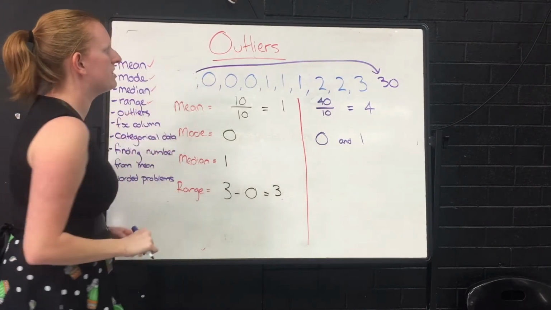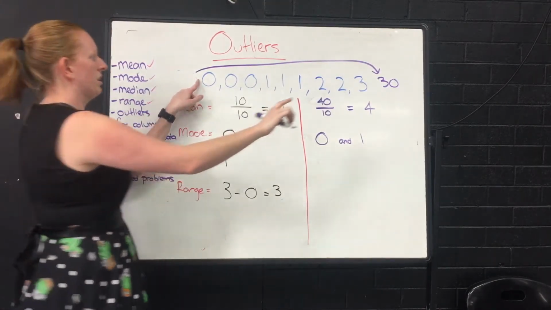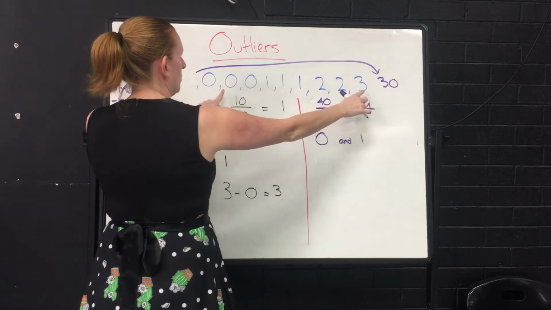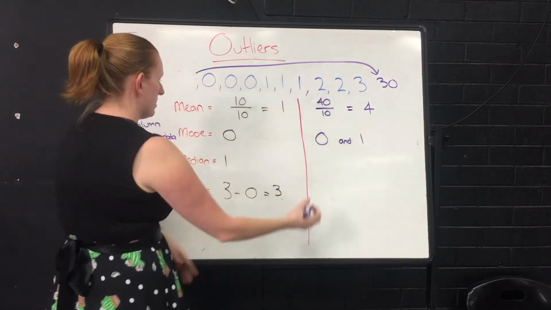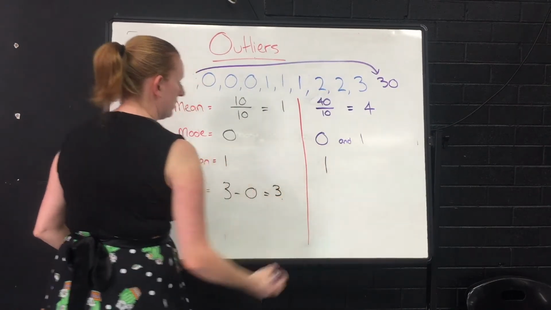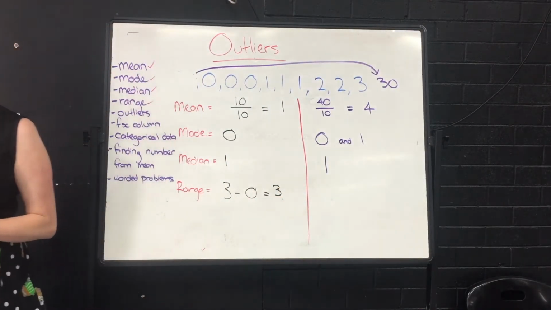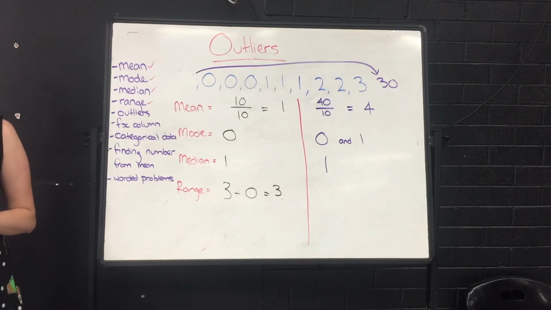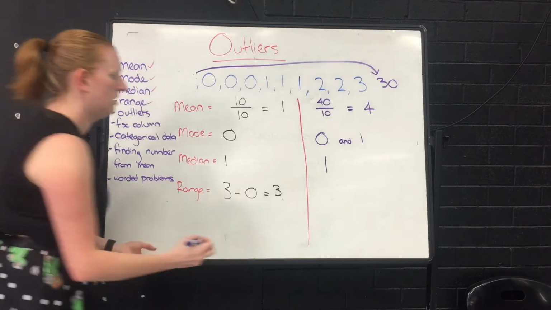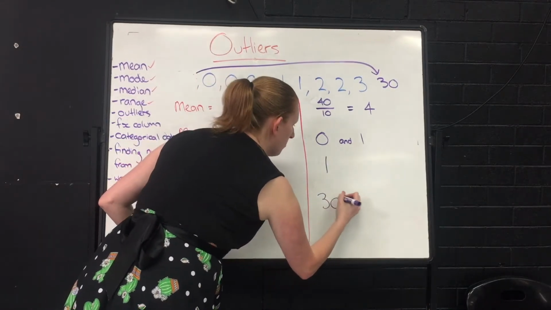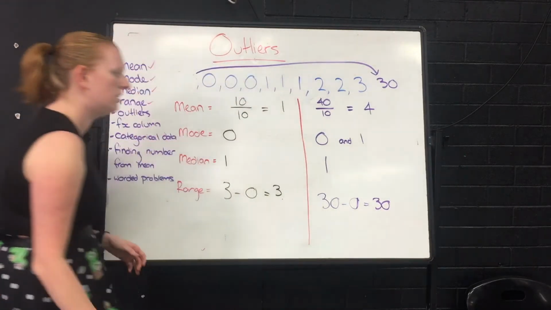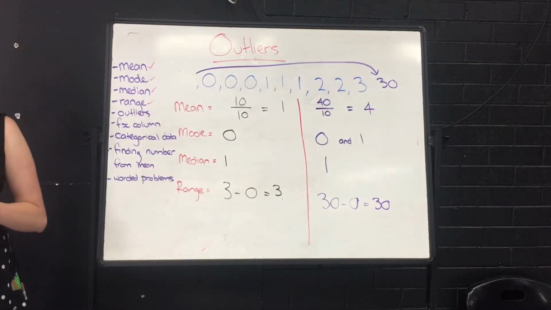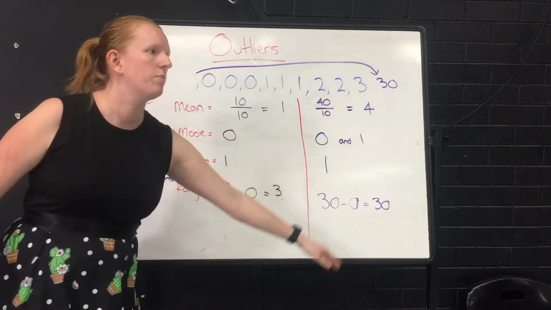Alright, so I've moved my 30 to the end, so now I can start crossing. I'm going to count in so I don't ruin my... Still, my median is 1. What about my range? What's my range going to be with this new data? It's going to be 30 minus 0, which is 30. So now, my range has changed significantly.